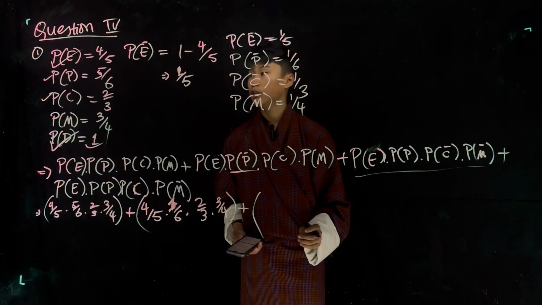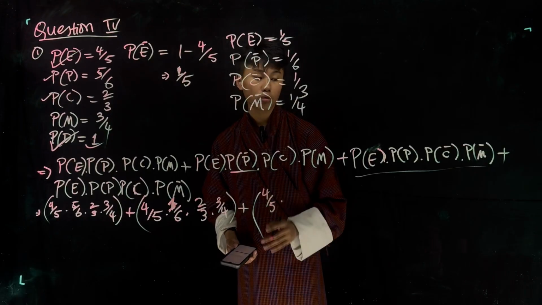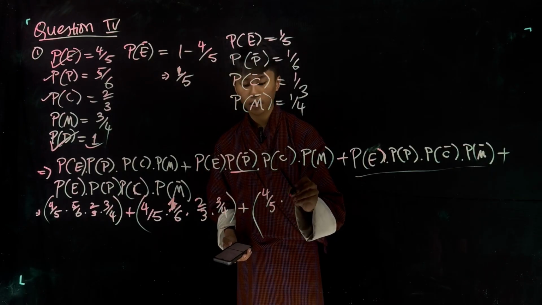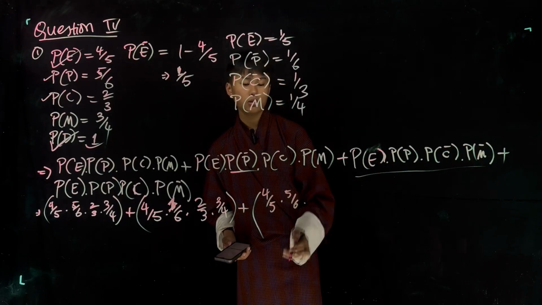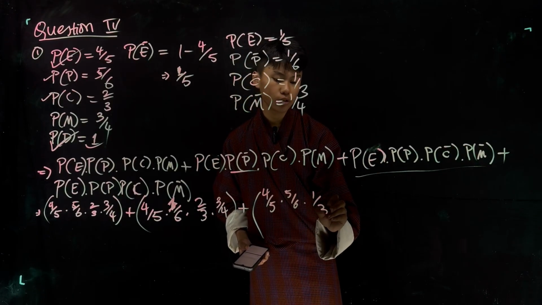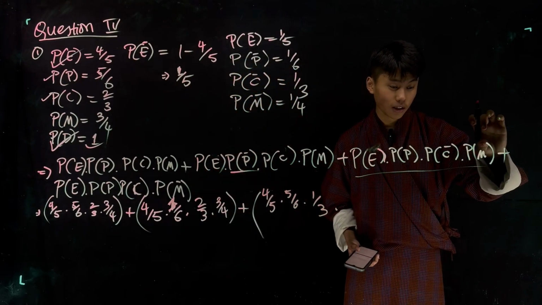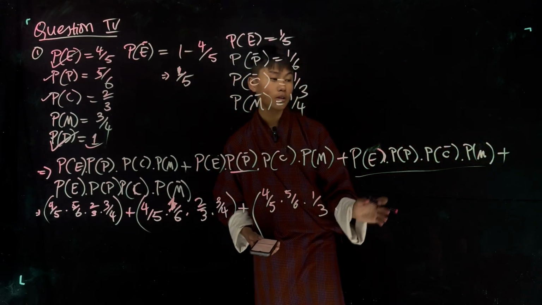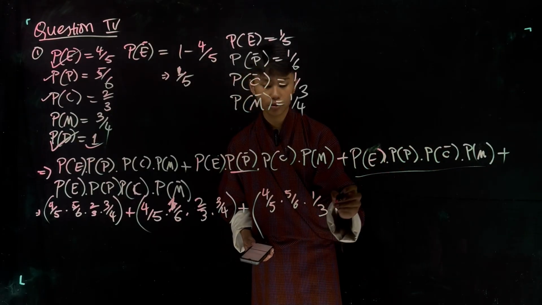So the probability of him passing in English is 4 by 5. Probability of him passing in physics is 5 by 6. He has a 1 in 3 chance of failing chemistry. He also has to pass in mathematics, and the chance of him passing in mathematics is 3 in 4.